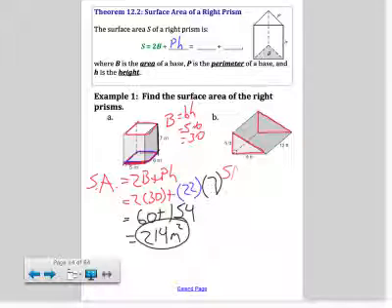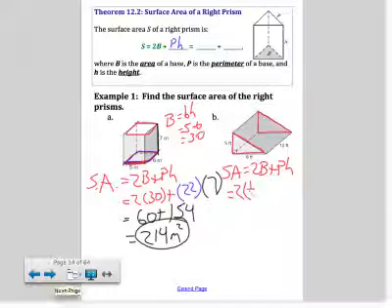So again, surface area equals 2B plus PH. The bases are your triangles, so you have 2 times parentheses 1/2 times the base, which is 8, times the height, which is 5, plus the perimeter. Now you know I'm going to have to do a little bit of work here, right? Because in order to find the perimeter of the figure, I need to know all 3 side lengths. I know 2 of them, but in order to find the third side, I have to use the Pythagorean theorem.